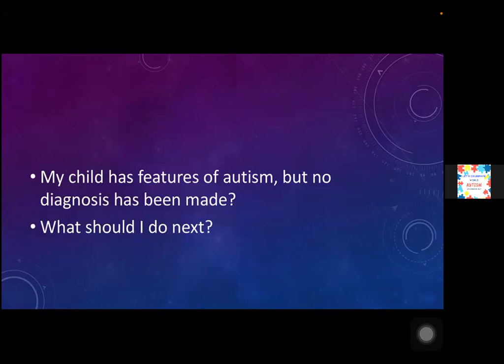My child has features of autism, but no diagnosis has been made. What should I do next? So a diagnosis, I would say, is not very important in autism. It is the developmental intervention, designed and executed early as per the needs of your child, which is really important. So formal diagnosis can go side by side with the therapy. Initiating therapy is what is more important if your child has features of autism.